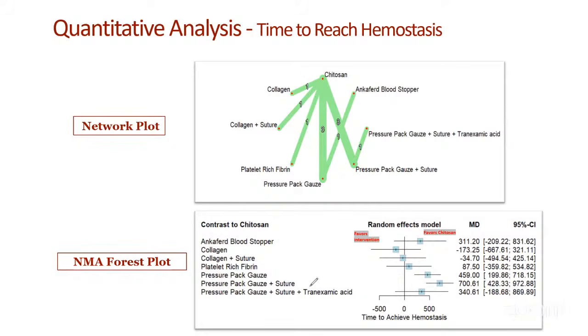And if you compare here, we have the pressure pack gauze and suture. Chitosan reaches hemostasis in a prolonged duration, around 10 minutes, for example, here, and the pressure pack gauze and sutures. So basically, chitosan is more effective, significantly better than these measures.